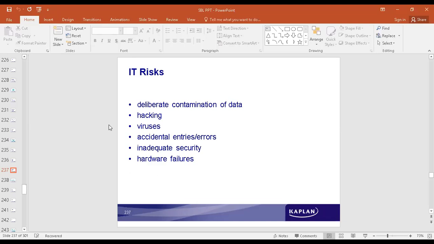Then there is inadequate security, not restricting unintentional or unauthorized users. Maybe they are from the same organization, but they are not supposed to have access to the system.